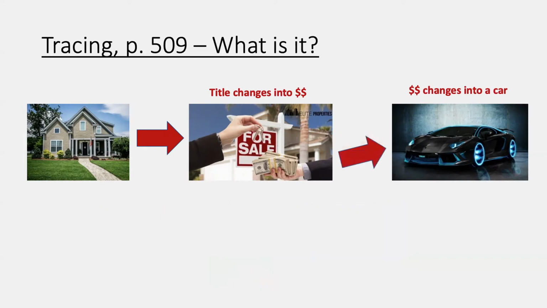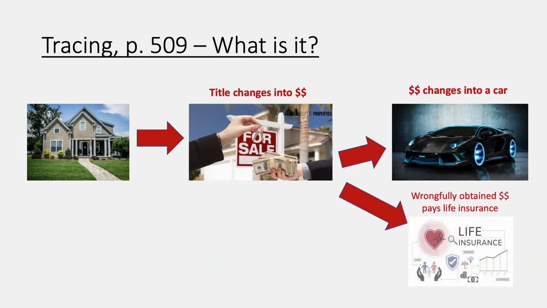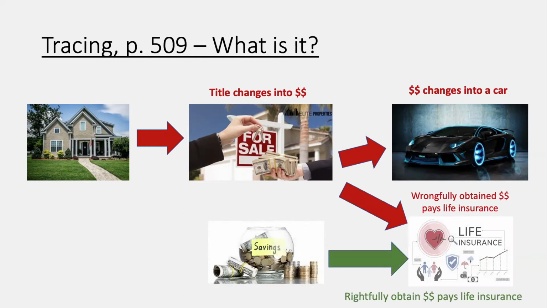Now, what if we had the title that changed into money? Some of it was used to purchase a car, but then some of it was used to purchase life insurance, and it was mixed with money that was rightfully obtained, right? So you have savings from the wrongdoer's account that was rightfully obtained through wages that's paying life insurance, and then the money that was taken from this house going into life insurance. We have commingled funds. Can we put a constructive trust over this life insurance?